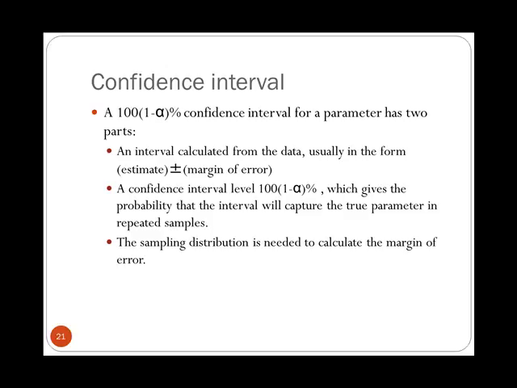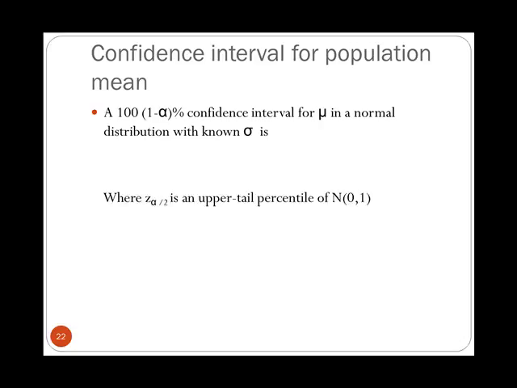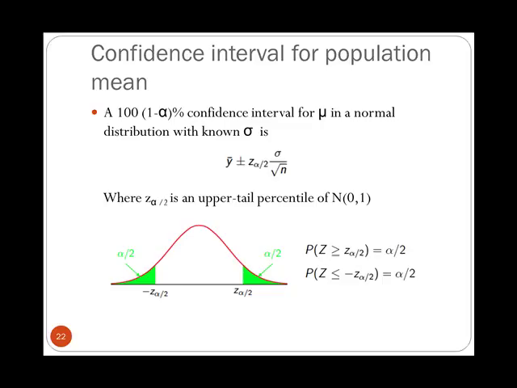The sampling distribution is needed to calculate the margin of error. A 100 times 1 minus alpha confidence interval for the mean mu in a normal distribution with known sigma is given by y bar plus minus z alpha over 2 times sigma over square root of n. Because we know in this case the population is normally distributed and we know its standard deviation, therefore the sampling distribution follows a normal distribution.